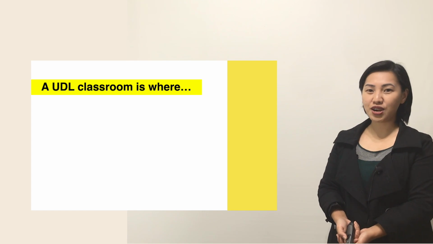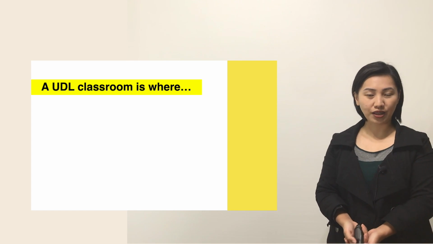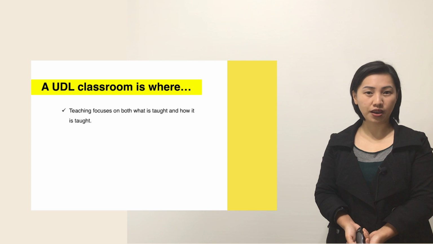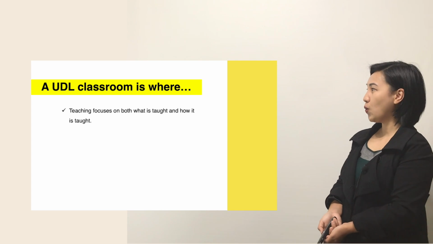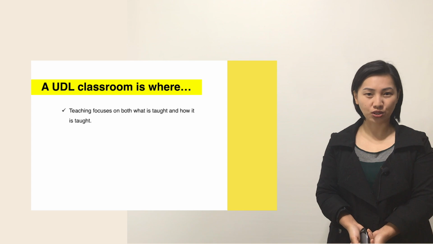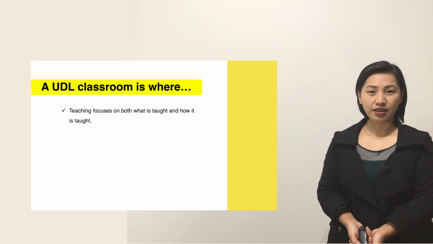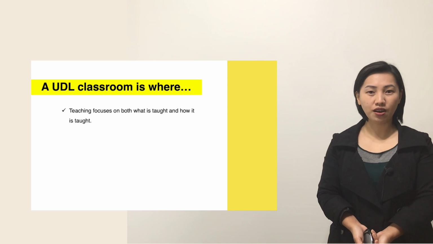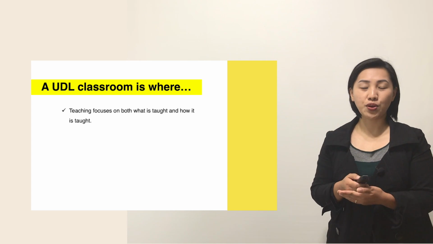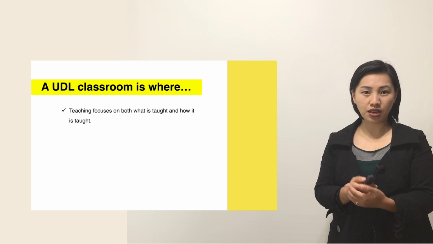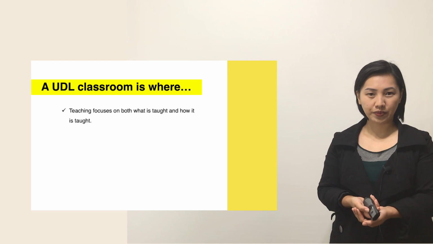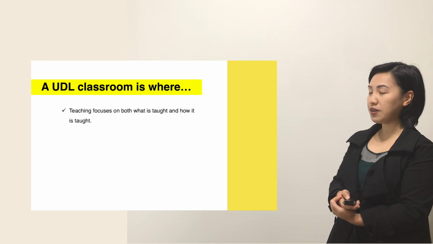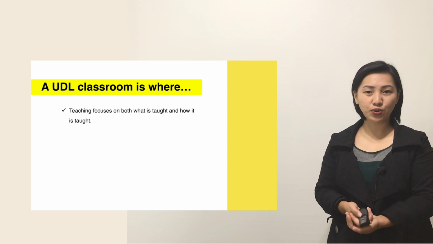Right, so to summarize what a UDL classroom is, it is where teaching focuses on both what is taught and how it is taught. Again, what is taught and how it is taught. Next, accommodations are for all students. Accommodations are not only for special learners or those who have severe difficulty on a skill or activity. It is available for every student to use. Next, the teacher works with the students to decide how the student will learn the material.